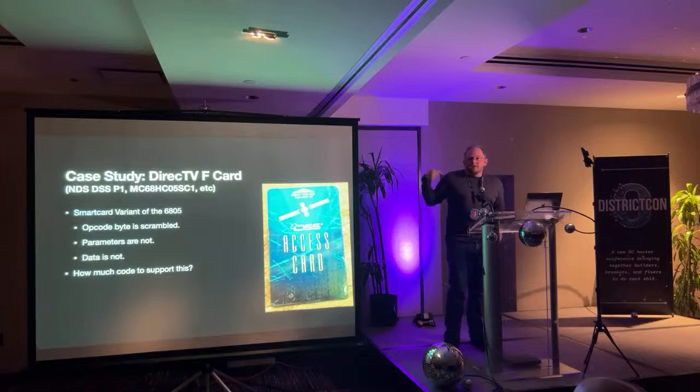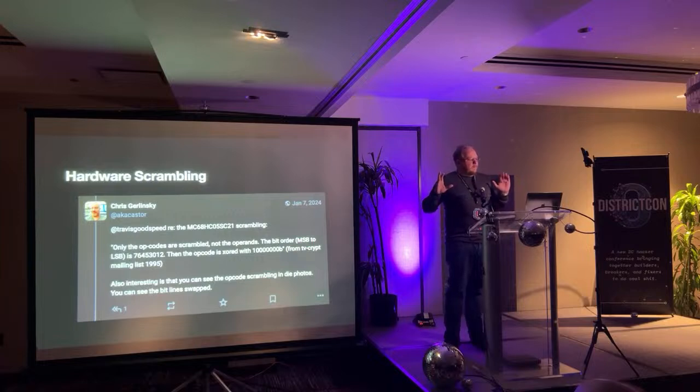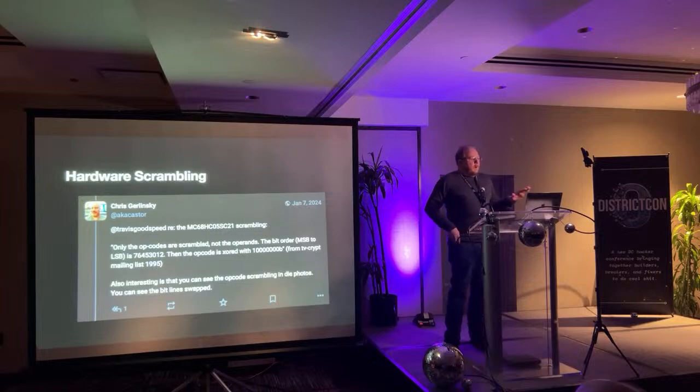So one of the things that I really wanted was to be able to take, say, my 6805 language module, inherit from it, and change it so that I could deal with cards like the F card with very little code. So my buddy Chris Gerlinsky sent me a tweet, quoting a TV crypt message from 1995. And this is the only description that I started with of how the scrambling works.